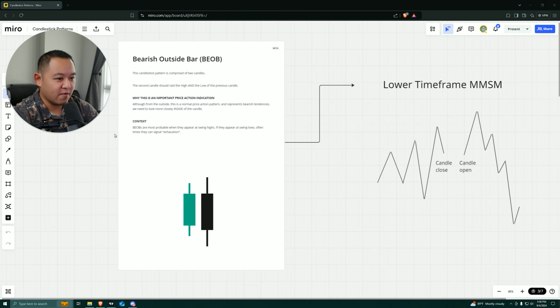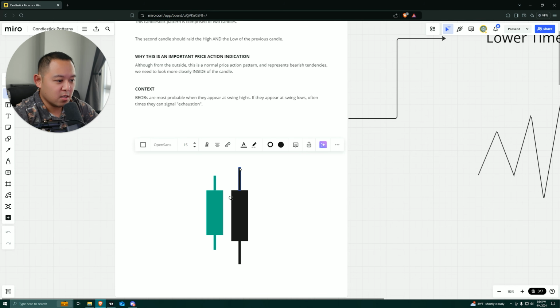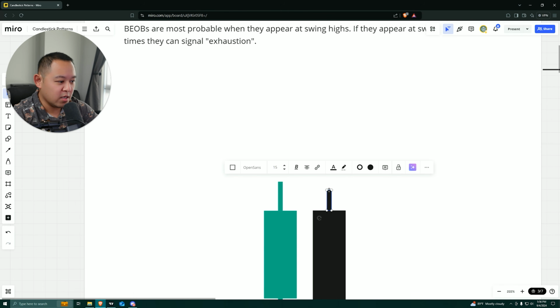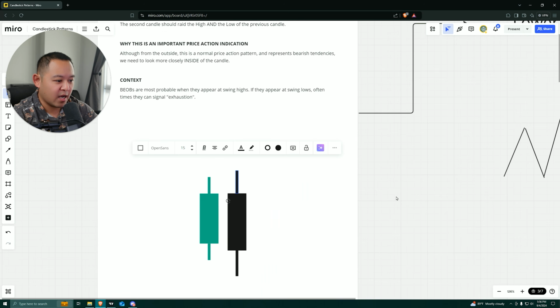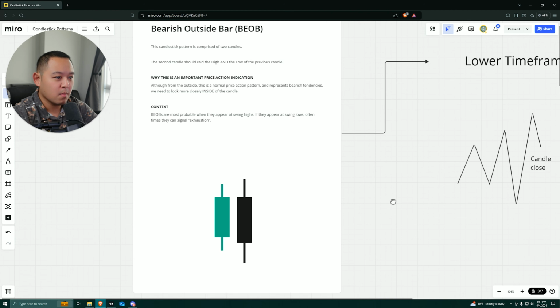All right, so the first candle we're going to talk about is the outside bar, and in this case, it's going to be the bearish outside bar. So this candle is comprised of two candles, all right? The second candle should raid the high and the low of the previous candle. That's what, to me, is engulfing. Now, I see some people mentioning that sometimes these are engulfing candles, like they'll have a wick that's lower. That's not engulfing to me. It needs to take out the high. So when we take out the high, that is creating the engulfing candle because it's taking out the high and the low. So it's a double liquidity purge.